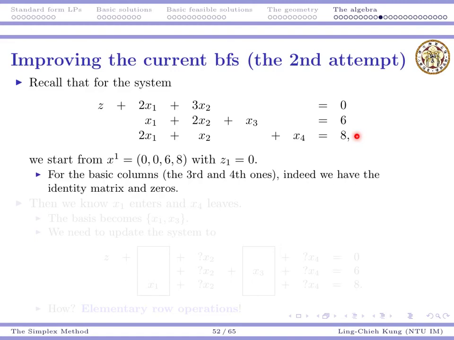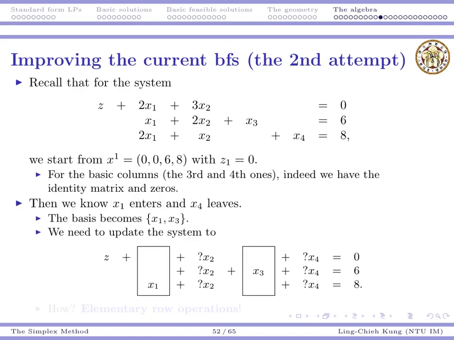Here, originally, the basis is x3 and x4. And then we know that we are good because for x3 and x4, indeed we have this identity matrix and there is nothing related to x3 and x4 in the objective function. And then we know x1 enters and x4 leaves, as what we did about 5 slides ago. And then the basis should become x1 and x3, and that means we should update the system to the following.